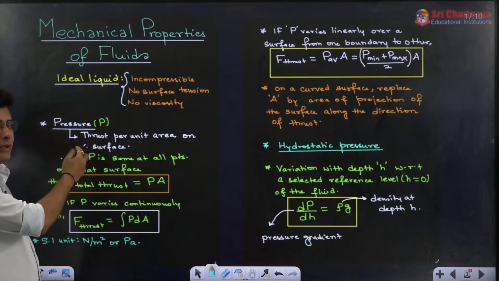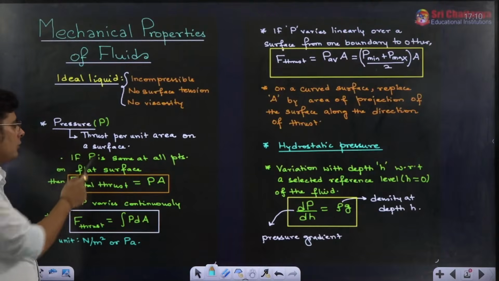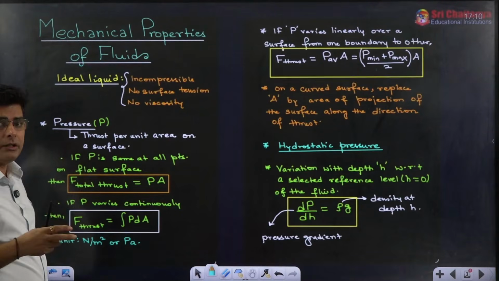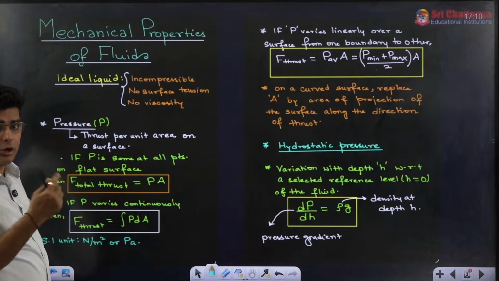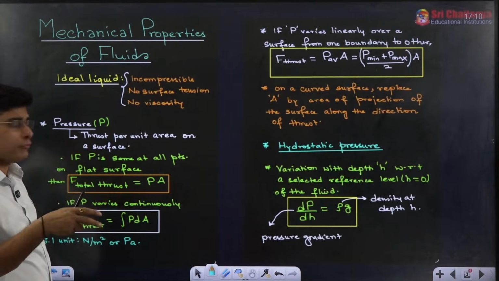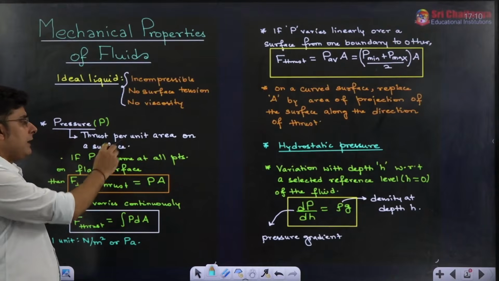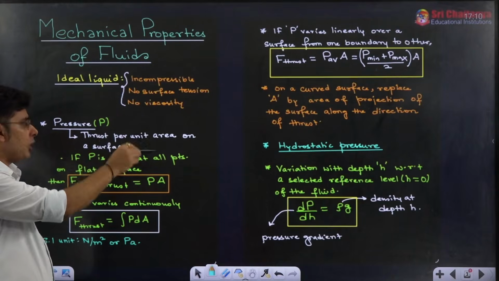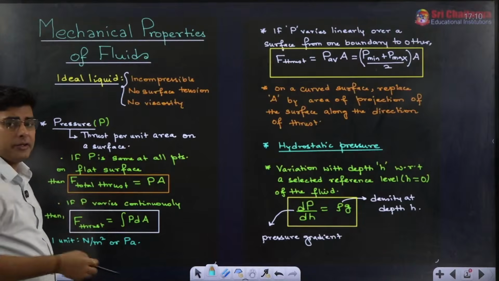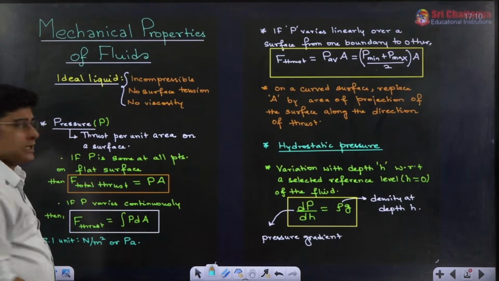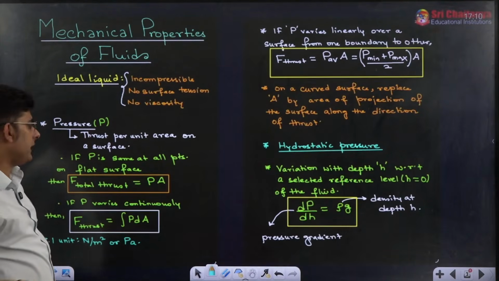Now first of all we define a term which is called pressure. You all very well know that pressure is not a vector quantity, it is an effect of force. Whenever we have a thrust force, which is a pushing force acting on a surface normally, then thrust per unit area on the surface is what we call pressure. The formula is thrust per unit area.